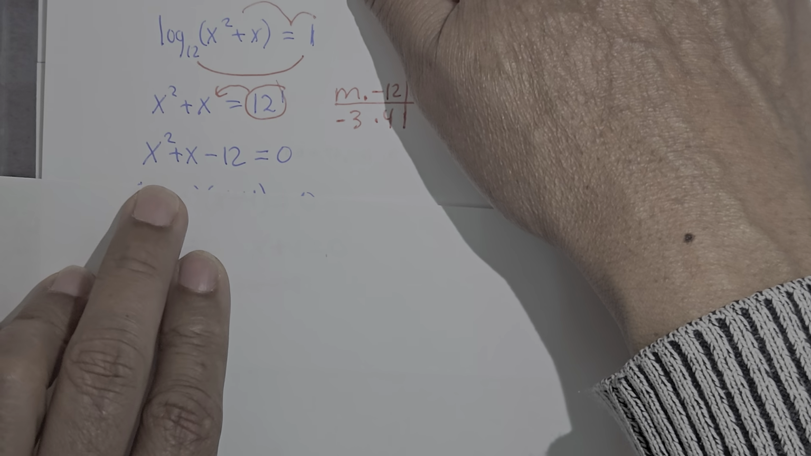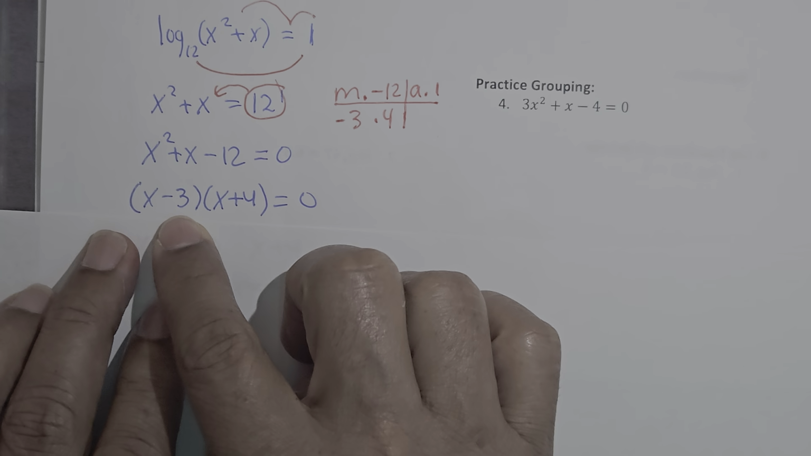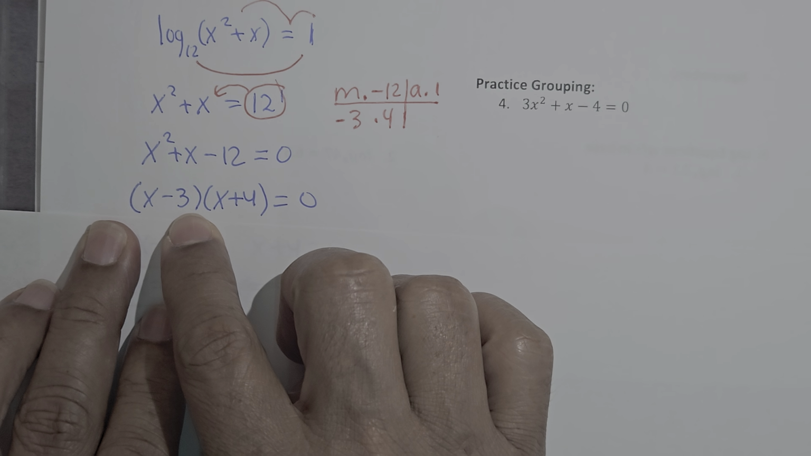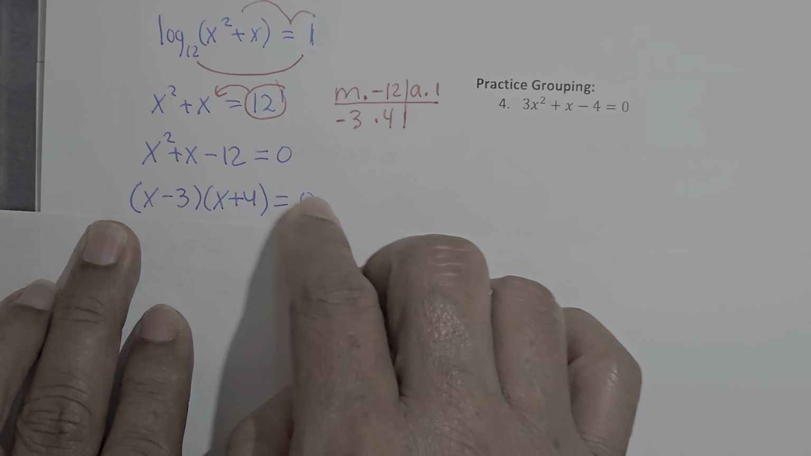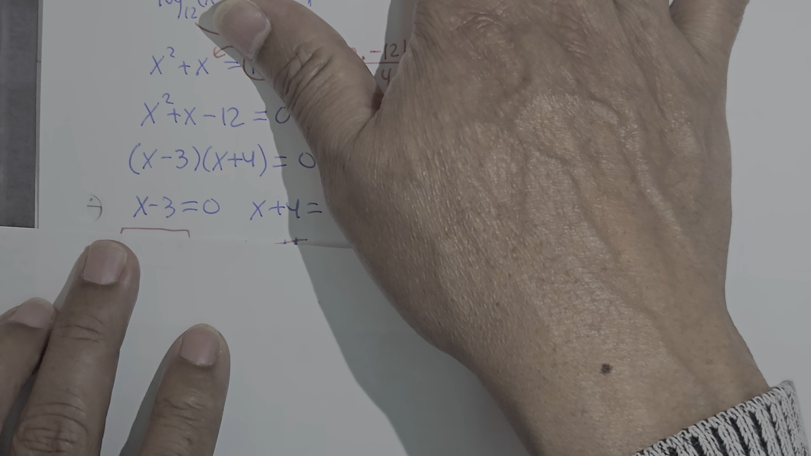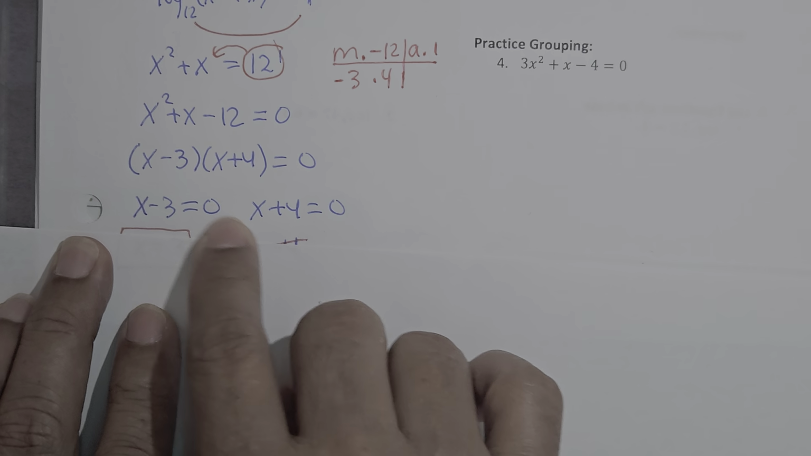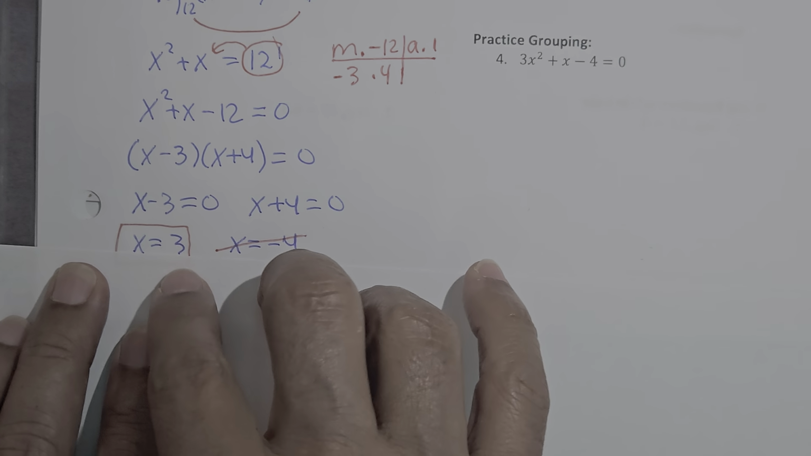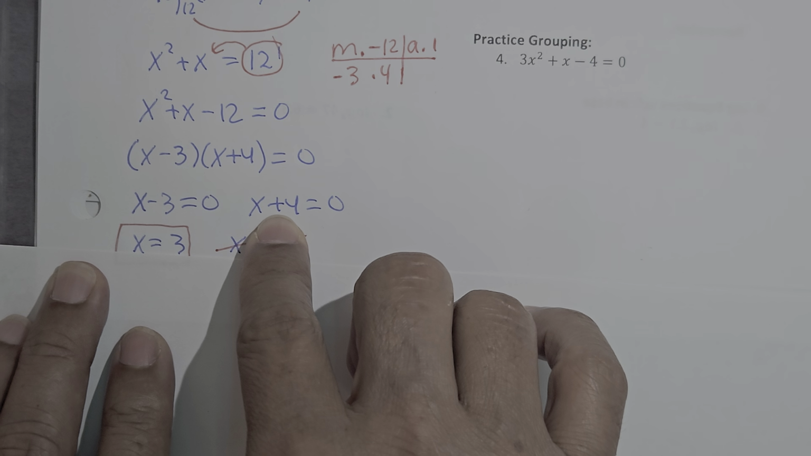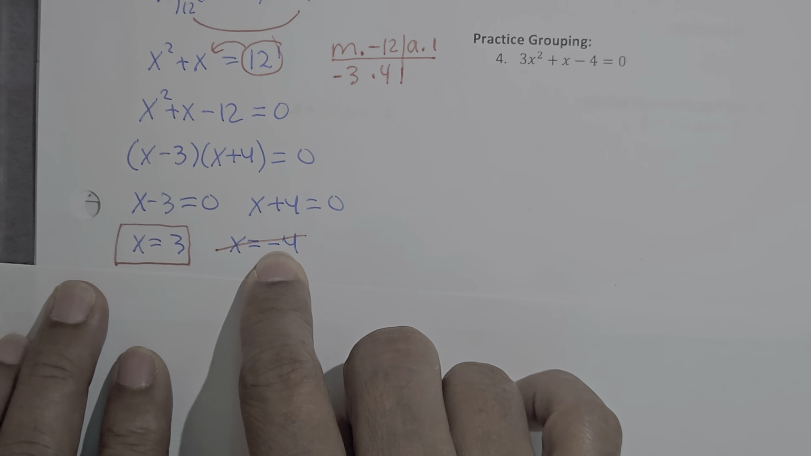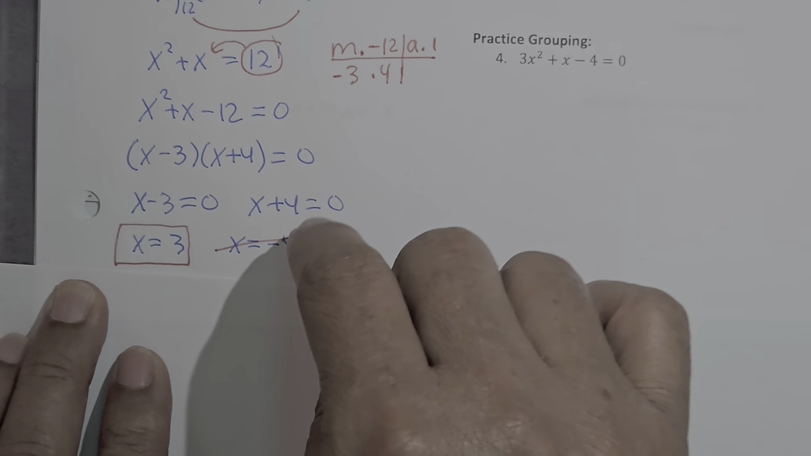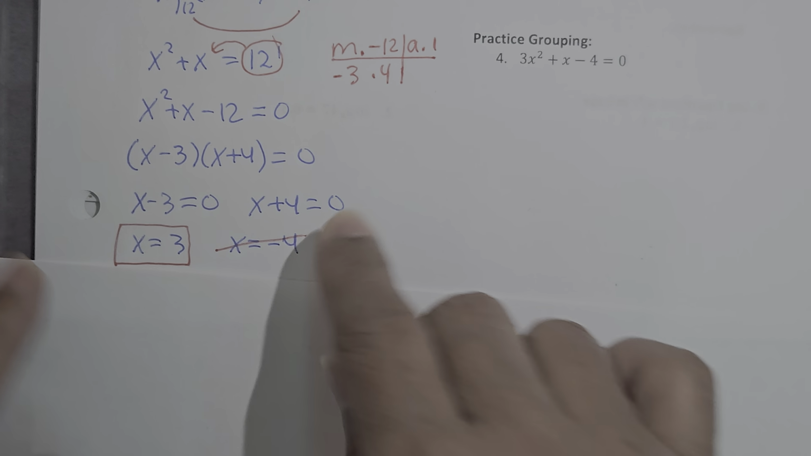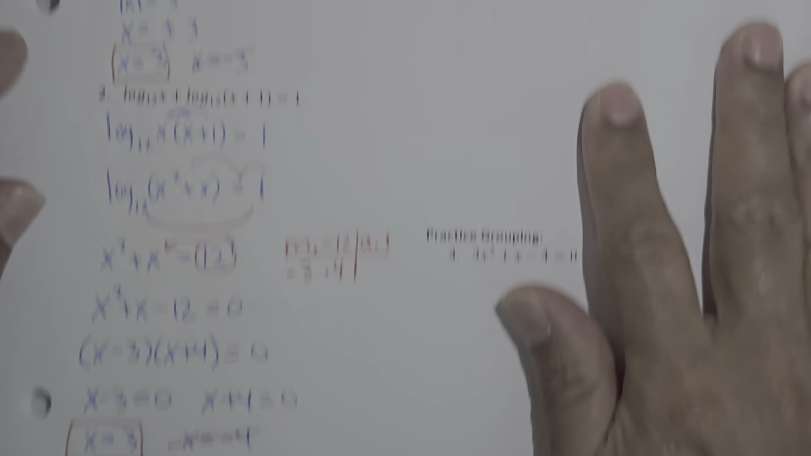When we factor it out, this is what we have: x minus 3 times x plus 4 equals 0. Then we set each factor equal to 0, and then we solve. So x minus 3 equals 0, x plus 4 equals 0. When you solve for x here, you add 3, so then we have this solution. And when you solve for x here, you subtract 4, so x equals negative 4. But again, we cannot have negative numbers as solutions, so this is extraneous. Okay, with that said, let's go on to example number 3.